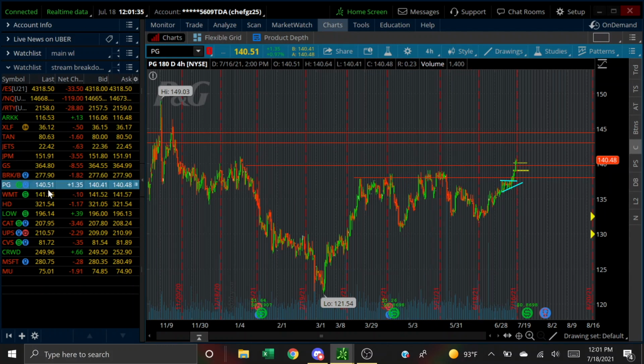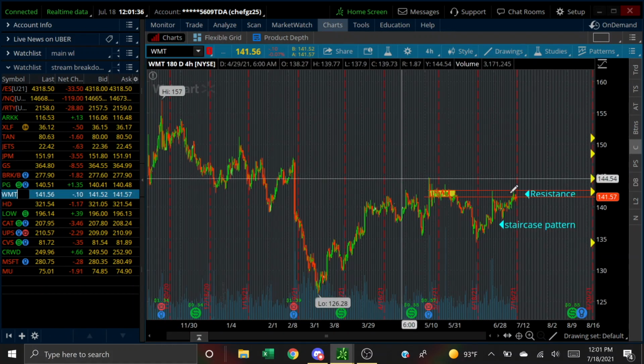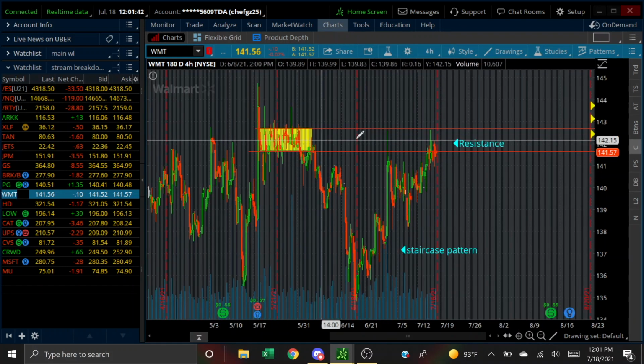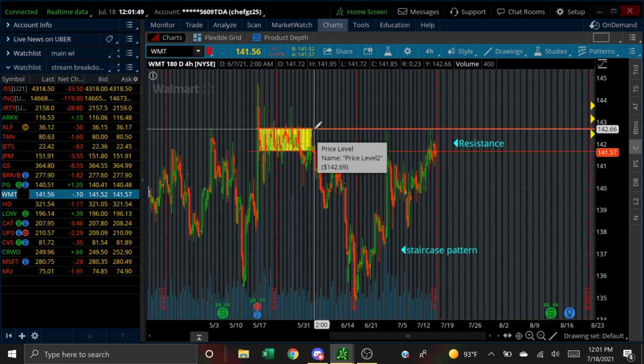All right, so that's why I chose PG. The other one is going to be Walmart. It's going to be like a side play. All right, and this is why. We have a lot of resistance here on Walmart over this 141.50, and then the 142.70. Just rounding off some numbers.